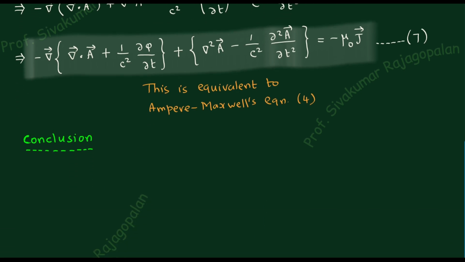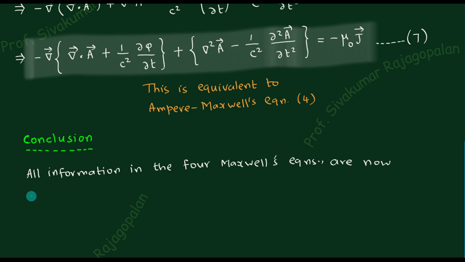So the conclusion is that, till now, whatever we have done, all information in the four Maxwell's equations is now extracted. It's over. All information from the four Maxwell's equations is now extracted. And where is the extracted information? It is now available in equation number 6 and 7.